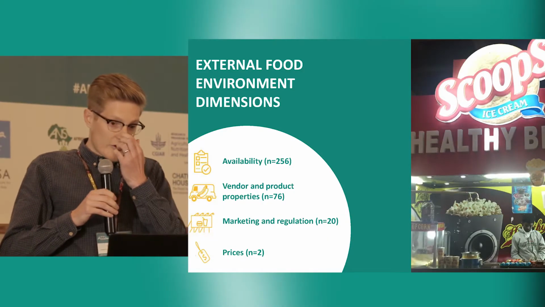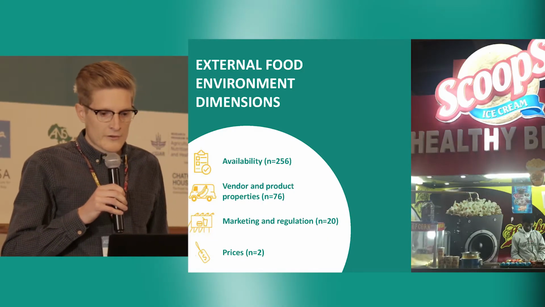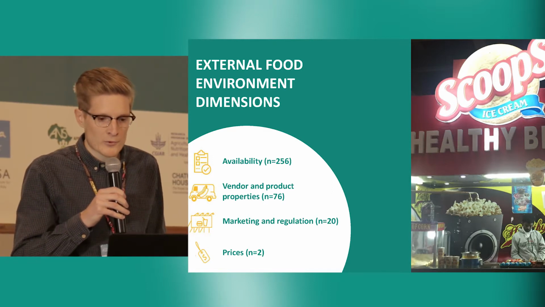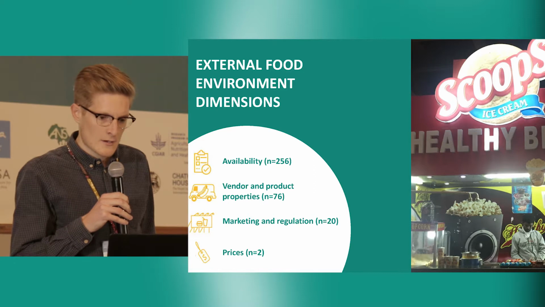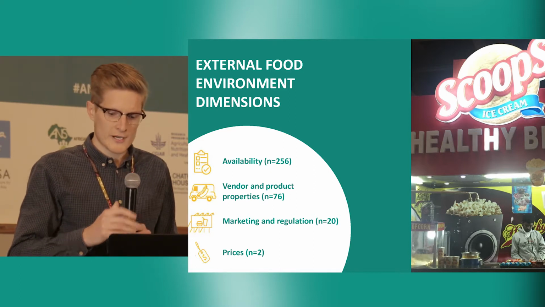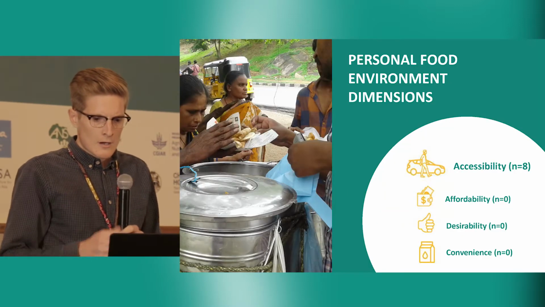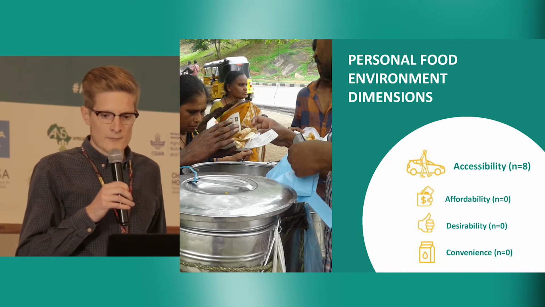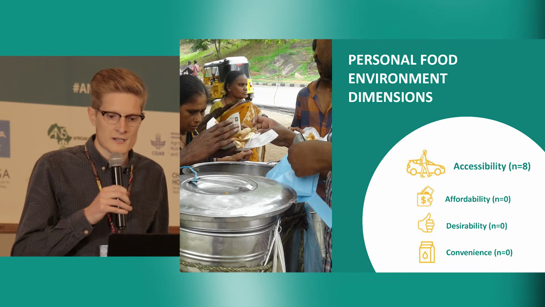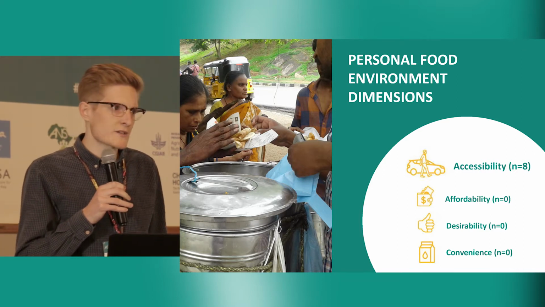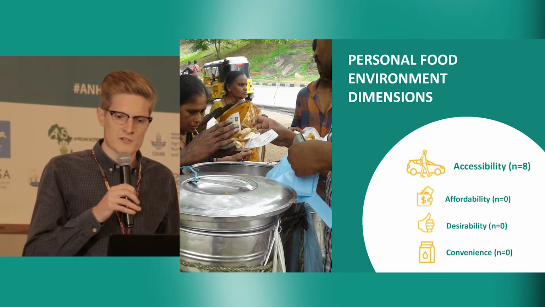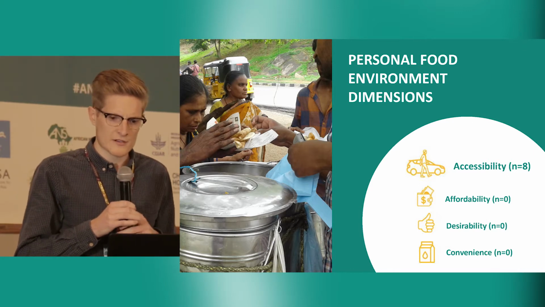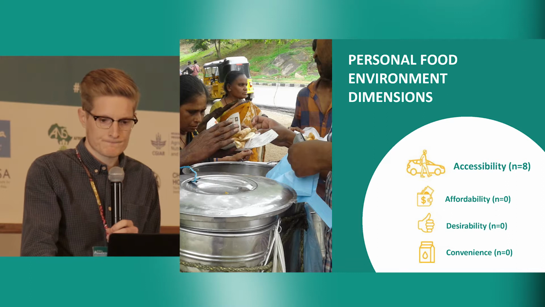So some results from the coding. With regard to the external food environment, we were able to capture availability, vendor and product properties, and marketing and regulation. Prices were a little bit more tricky. In terms of the personal food environment, we did capture some accessibility, but the other dimensions such as affordability, desirability, and convenience weren't picked up, perhaps unsurprisingly, by the photographs, although we were able to pick these up in the follow-up interviews using the topic guides and the probes.